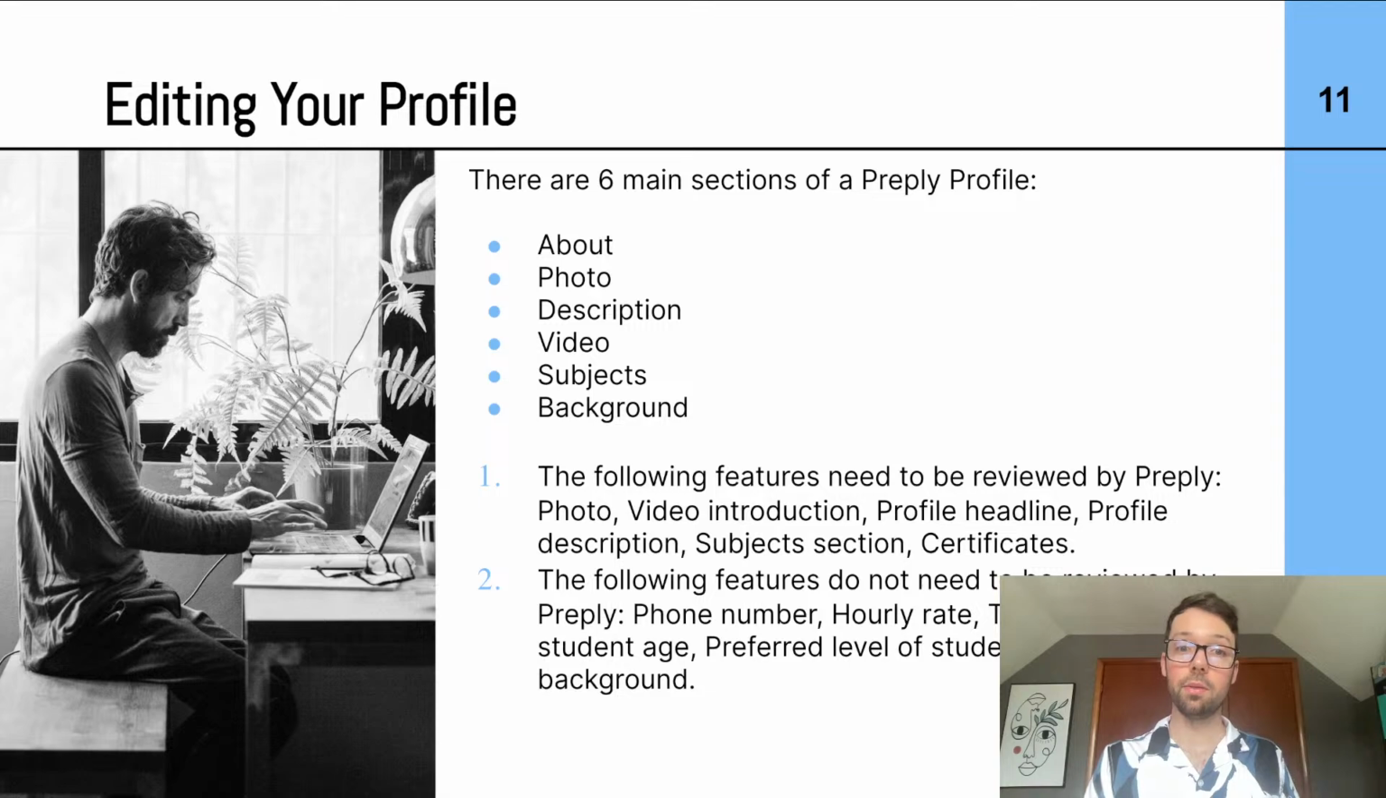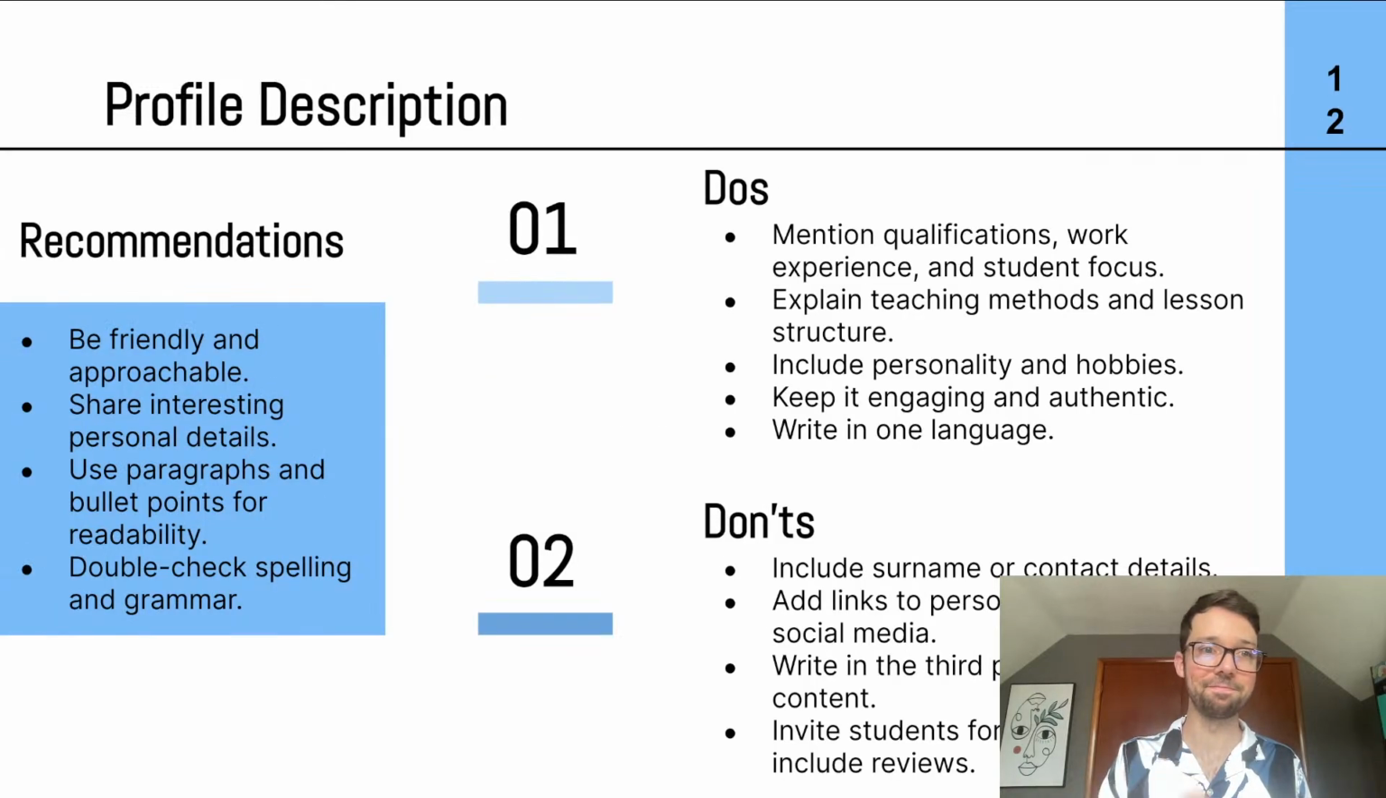Now, these features do not need to be reviewed by Preply. So if you change these elements of your profile, they'll automatically be updated. Phone number, hourly rate. So remember, you set your rate. It's all your choice. But at the same time, Preply does not guarantee you any students or any classes. You need to really appeal to the students. Time zone, preferred student age, preferred level of students, and educational background. So those things you could update, and it doesn't take time for those to be approved by Preply.